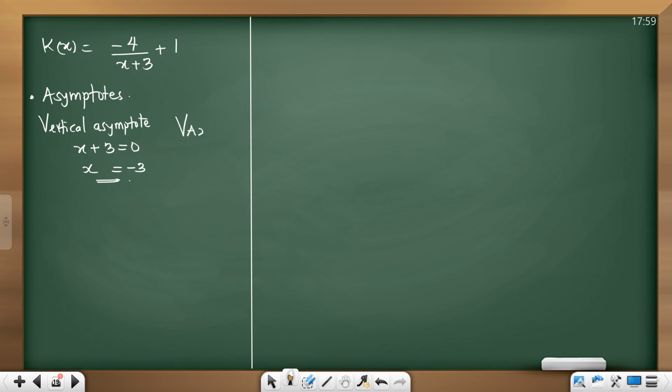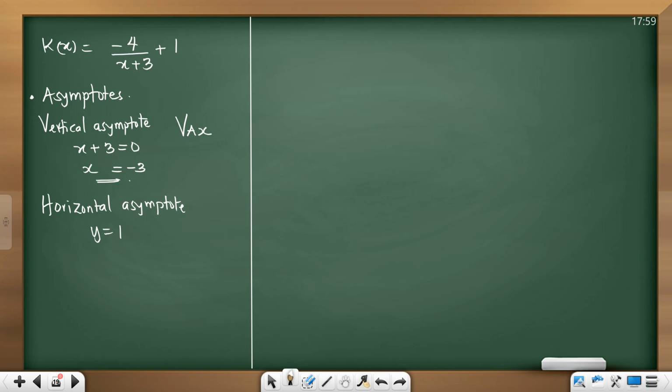Use this to remember VAX. Vertical asymptote is the x-value where the denominator is equal to 0. What about your horizontal asymptote? They will ask you all of this. It's just your Q value. You don't change the sign. So that becomes my asymptote.